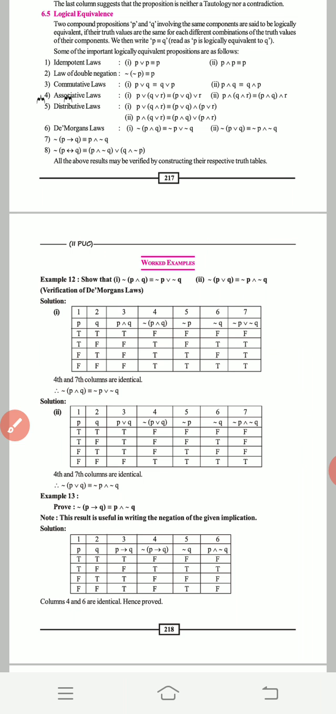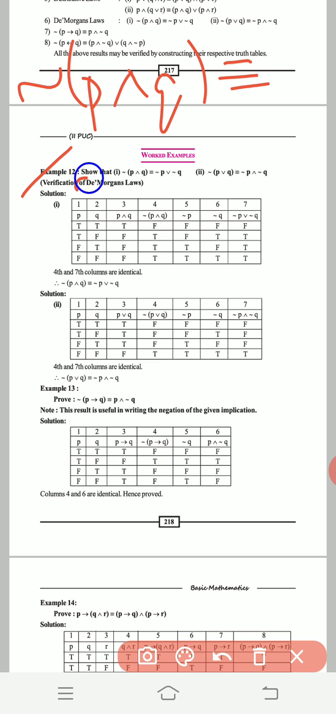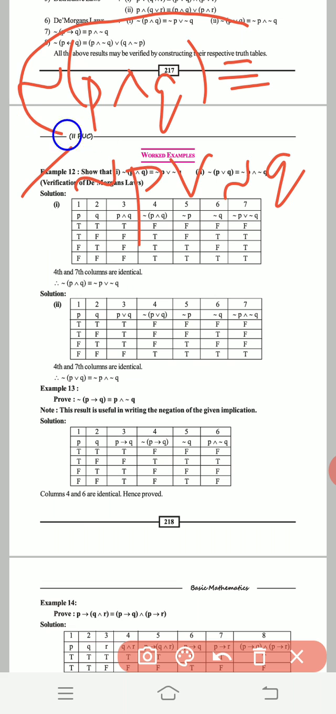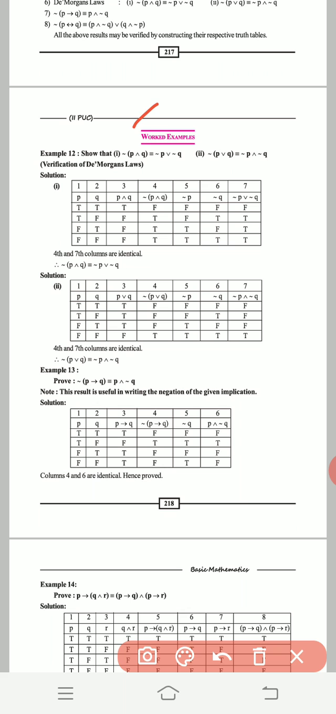Okay, next, example 12. Show that negation of (P and Q) is logically equivalent to negation P or negation Q. Okay, see, this is De Morgan's law. We have to prove De Morgan's law by using a truth table. Find out LHS and RHS separately, and we have to show that LHS equals RHS. See here, only two statements, P and Q.